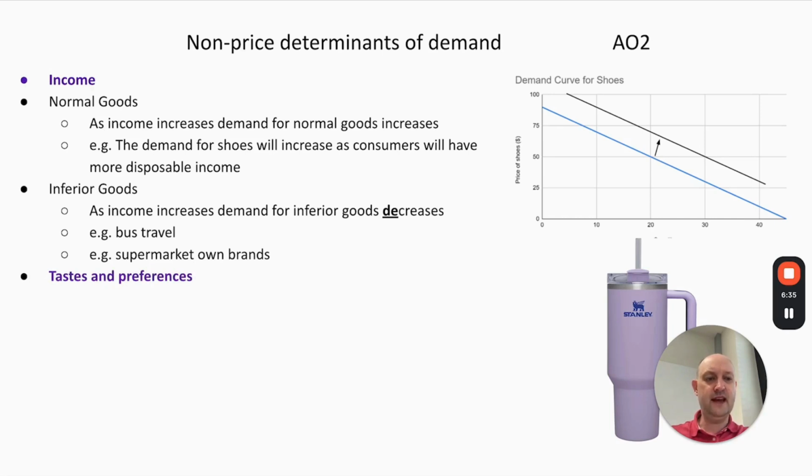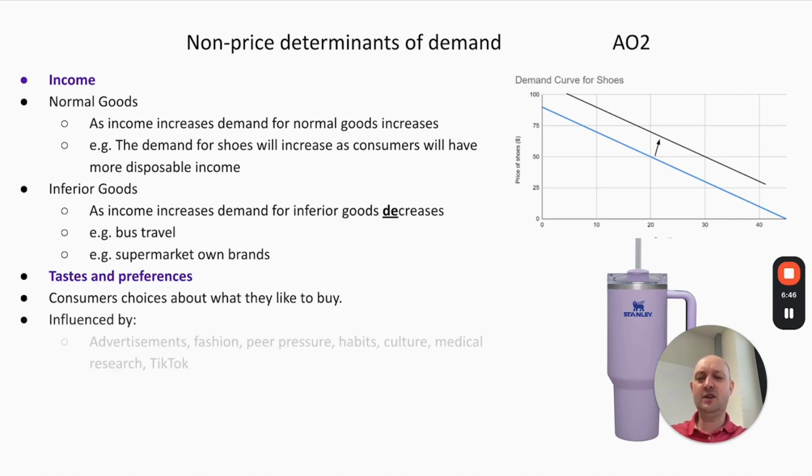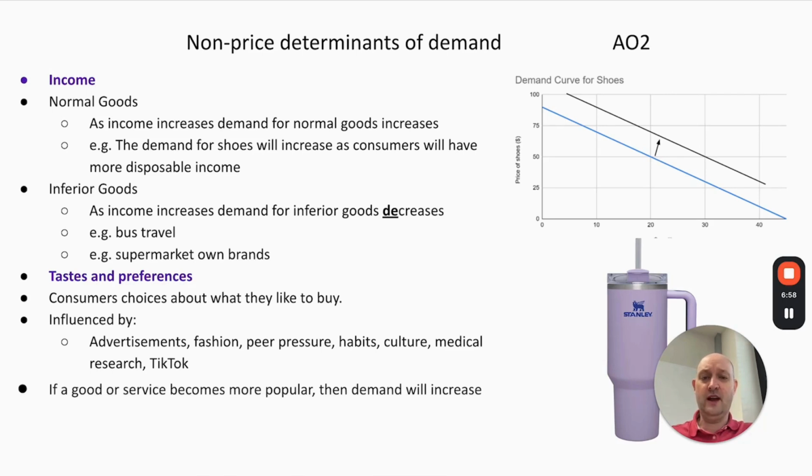Okay, tastes and preferences, again, I think is quite intuitive. So tastes and preferences is all about consumer choices about what they like to buy. So these are things that influence us about why we like to buy things. And this can be influenced by so many different things. Things like advertisements, fashion, peer pressure, habits, culture, medical research, and things like TikTok. So an example I like to use is these Stanley tumblers. And basically, as a good or service becomes more popular, then demand will increase. I think that's quite intuitive.